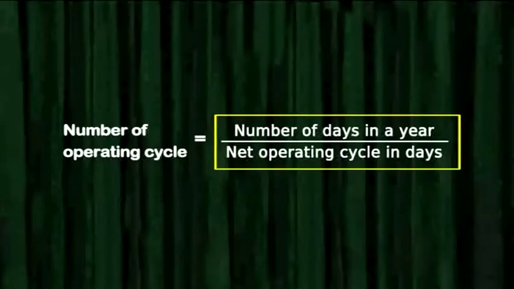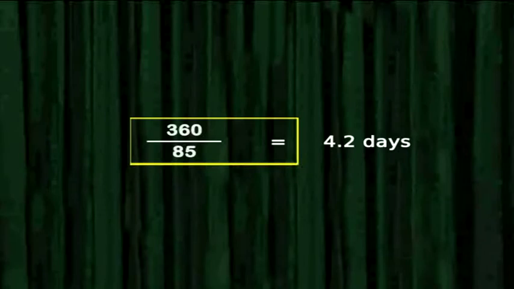Now, this 85 is showing us the figure of net operating cycle. Now, we have to find out how many times this operating cycle has to run. So, there is a formula, that is number of days in a year divided by net operating cycle in days, which we have computed as 85. So, the answer will be 360 divided by 85. It will give us the figure of 4.2 days. With this, we have learned the method of computation of operating cycle and the number of operating cycles which will run in a year.